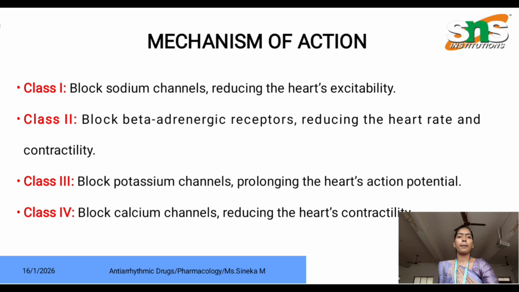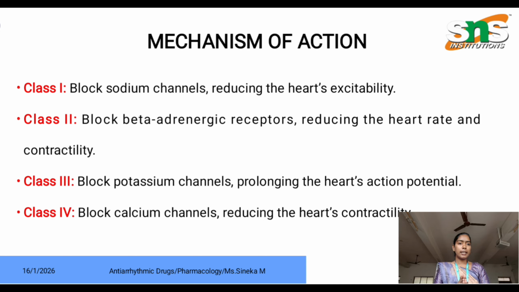Mechanism of action: the class 1 sodium channel blockers block the sodium channels, reducing heart excitability, because sodium channels induce heart excitation. By blocking these sodium channels, sodium ions will not enter the heart cell, so it will reduce the heart excitability. Next is class 2, which blocks beta adrenergic receptors, reducing heart rate and contractility.